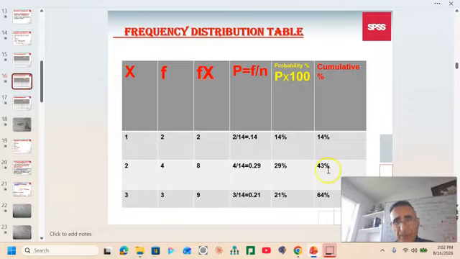And then the last one, which is cumulative. Cumulative means adds up, adds on. You add that 29% to the previous score, which was 14%. That comes out to 43%.